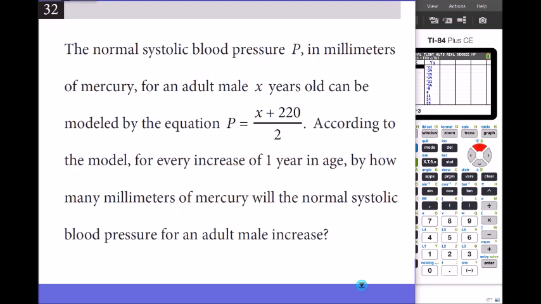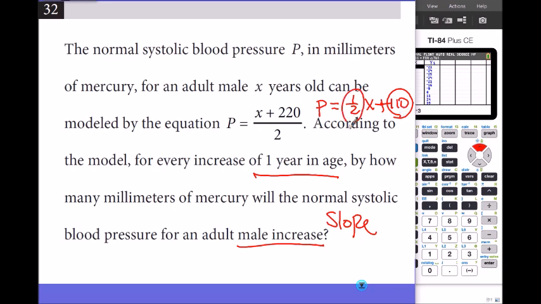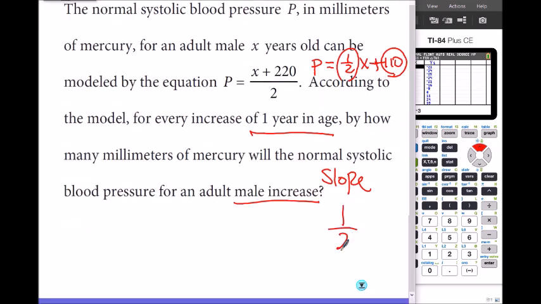The normal systolic blood pressure P in millimeters of mercury for an adult male X years old can be modeled by the equation. According to the model, for every increase of 1 year in age, by how many millimeters of mercury will the normal adult male's pressure increase? So it's asking for a slope. So what's the slope here? If you rewrite this in mx plus b, this is 1/2 x plus, right? 1 over 2. 220 over 2 is 110. So this is the y-intercept, and this is your slope. So you will say 1/2 or 0.5.